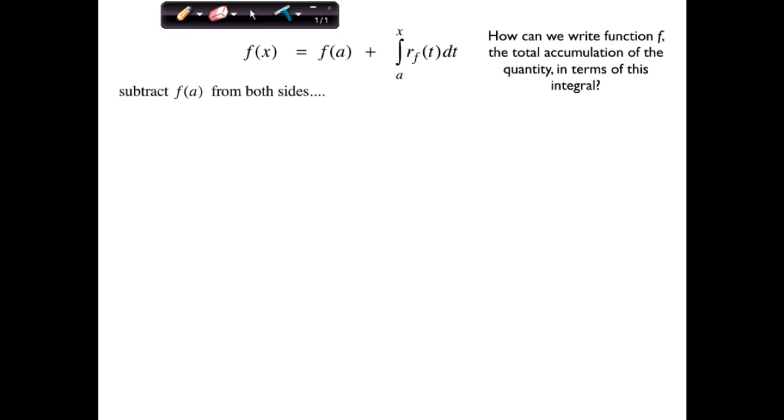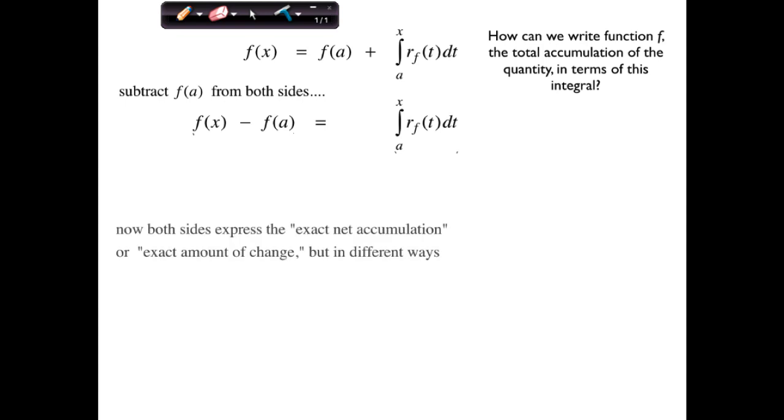Okay, so now I'm gonna take this and subtract f of a from both sides. And so now the right side is what we know is the net accumulation of the quantities starting from a. And since it's equal, this is also the net accumulation over here on the left, starting from a. It's just expressed differently. This first one is expressed as final minus initial, right? The final value of the quantity minus the initial. That's one way to express net accumulation.